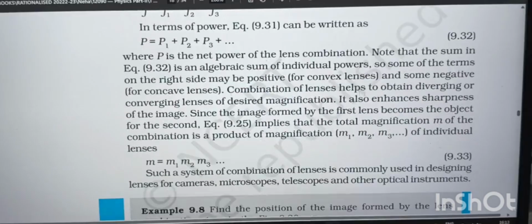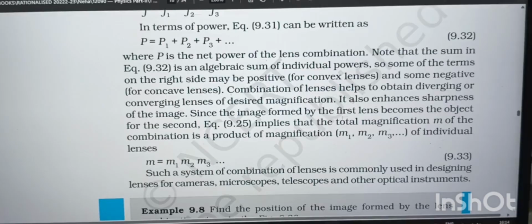And combinations of lenses generally help us get whatever magnification we need. Like there are many optical instruments, microscopes, telescopes, we are using them to magnify objects that we are unable to see properly normally with the naked eye. So if we have to magnify, according to that we are combining the lenses. And it also enhances the sharpness of the image.